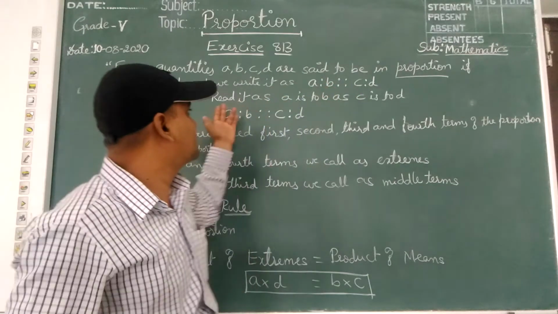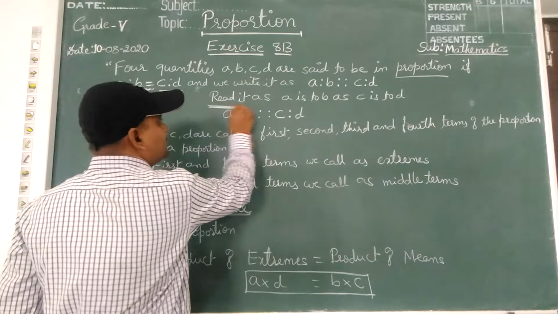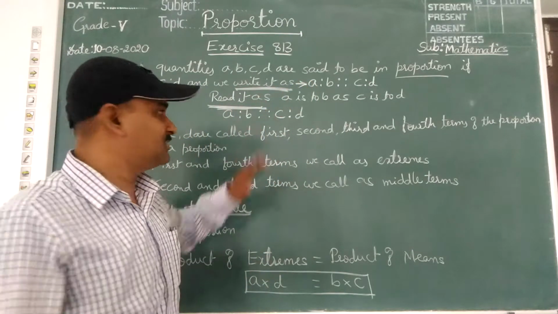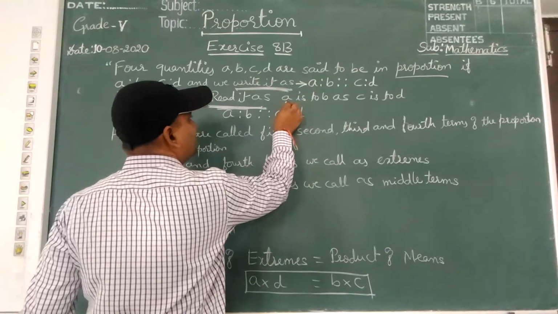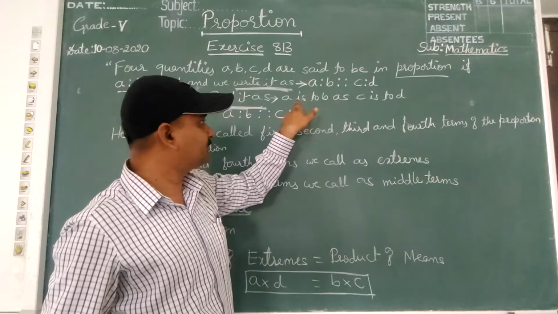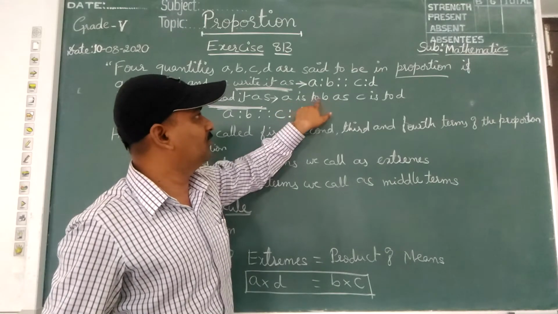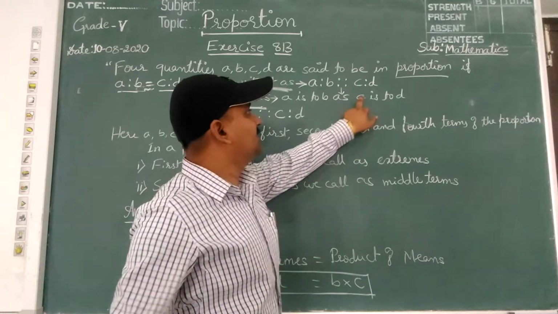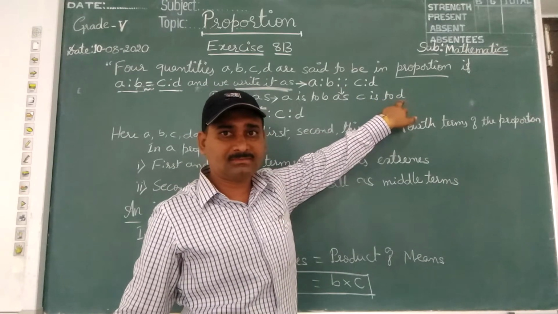How to read this, how to write it, you must know all these, children. These are all the basics. How to read this? A is to B, this you already know, A is to B as C is to D. Understood?